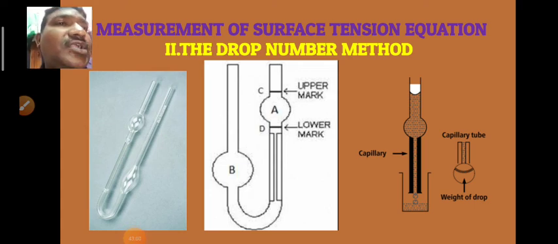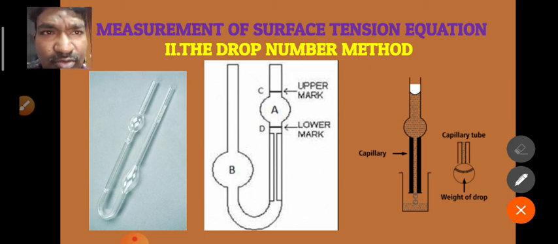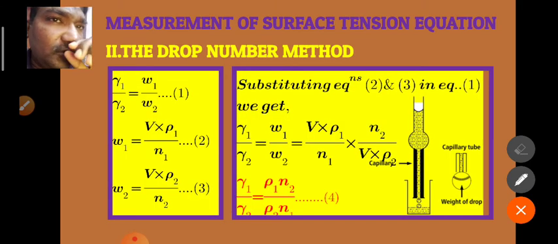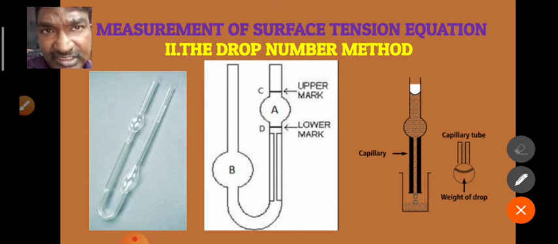The second method is the drop number method. In this method we use the stalagmometer. With that stalagmometer we take the liquid whose surface tension is to be determined, and we allow the liquid to fall slowly. Okay?